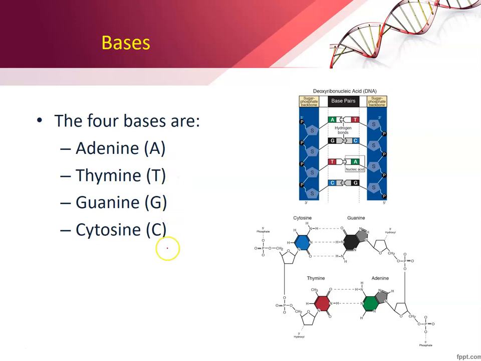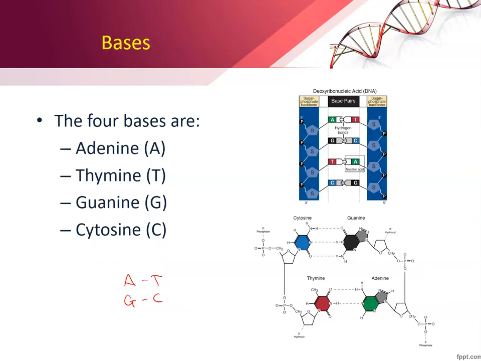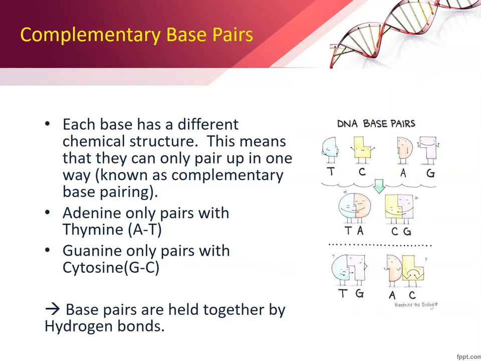So each of these 4 bases can arrange itself in a different sequence, and then they actually pair up. So when they pair up, we refer to it as a base pair, and A always pairs to T and G always pairs to C. When they do this, we refer to them as complementary base pairs. So each base has a different chemical structure, so they can only pair up in one way. Okay, so as I said before, adenine only pairs with thymine and guanine only pairs with cytosine.